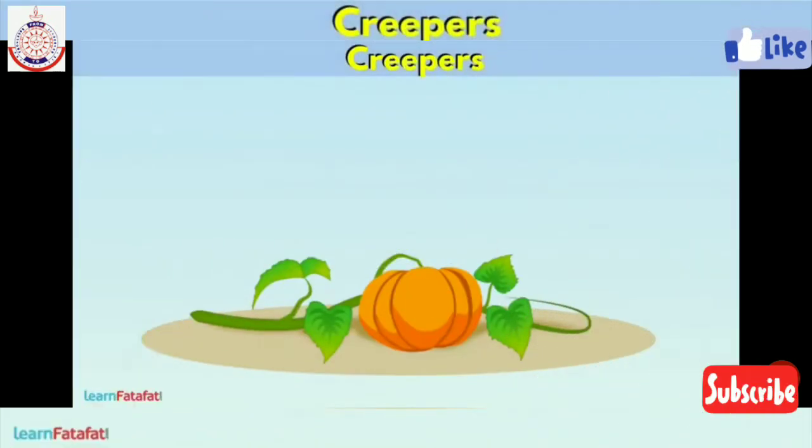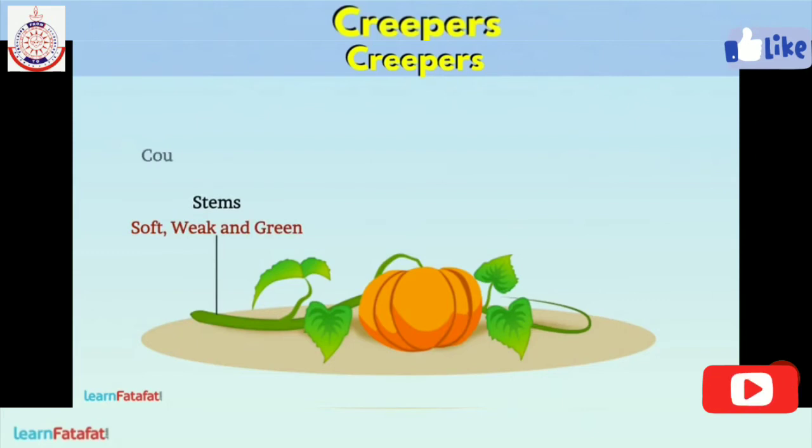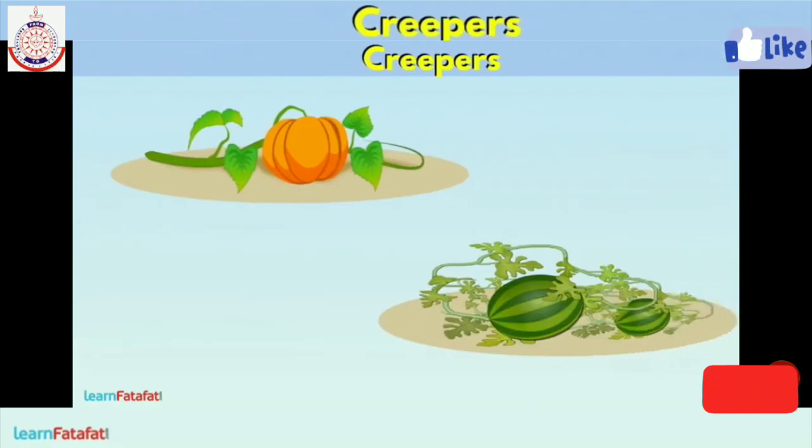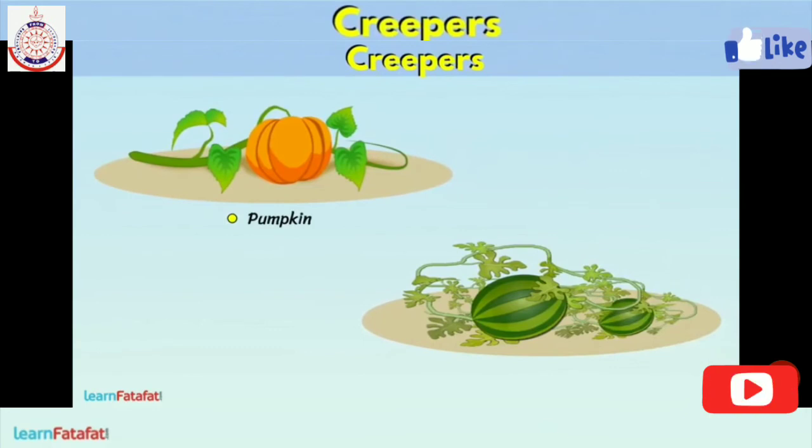Creepers. There are some plants which have soft, weak and green stems. Plants could not stand on such stem and so they spread on the ground. Such plants are creepers. Examples: pumpkin, watermelon, etc.